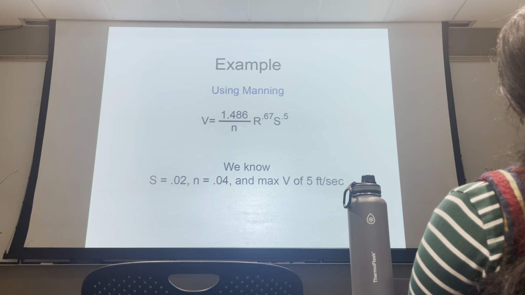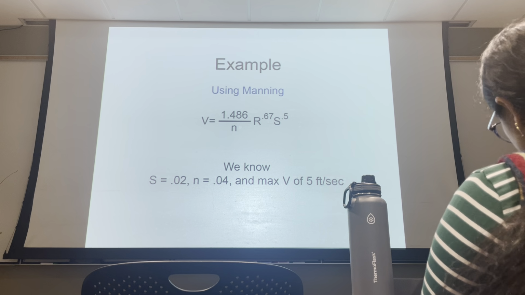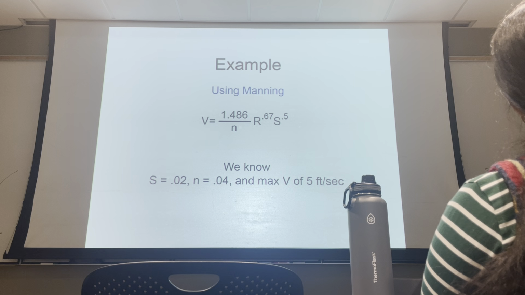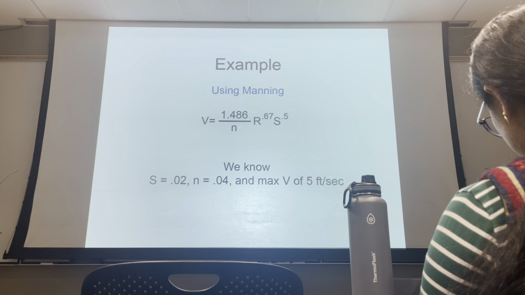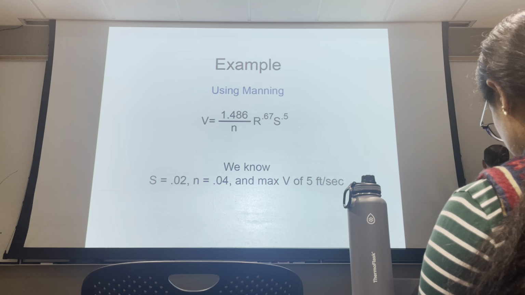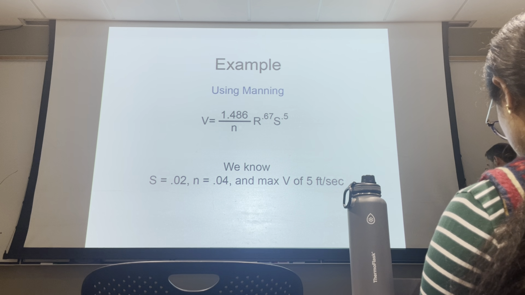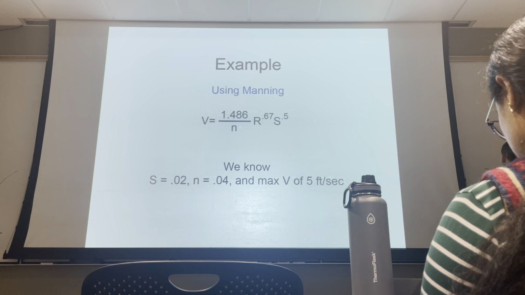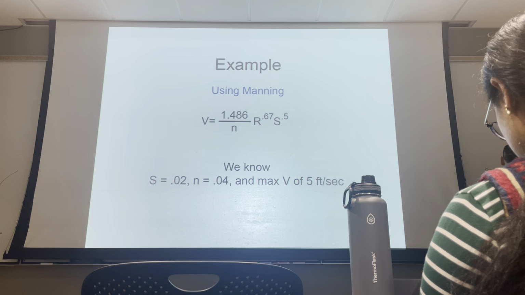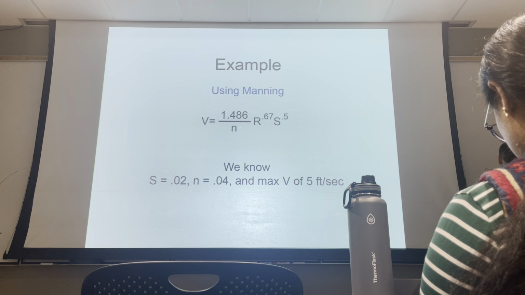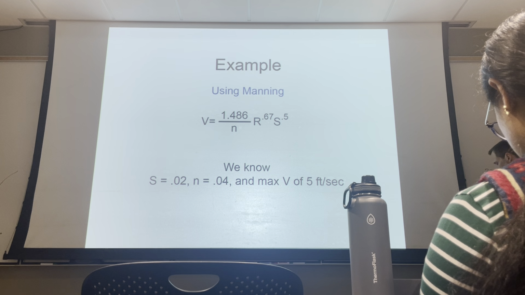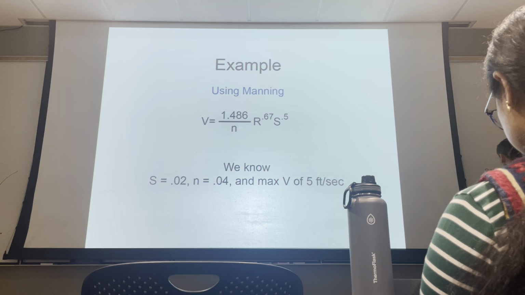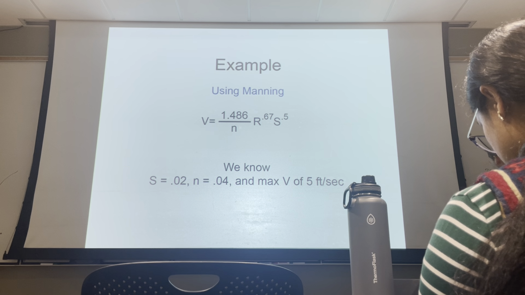So now that we have it, we're going to take 0.78 to the 0.67 power. That's 0.84 by my math. 0.02 to the 0.5 power is 0.14. And that's all times 37.15. This all equals 4.47.